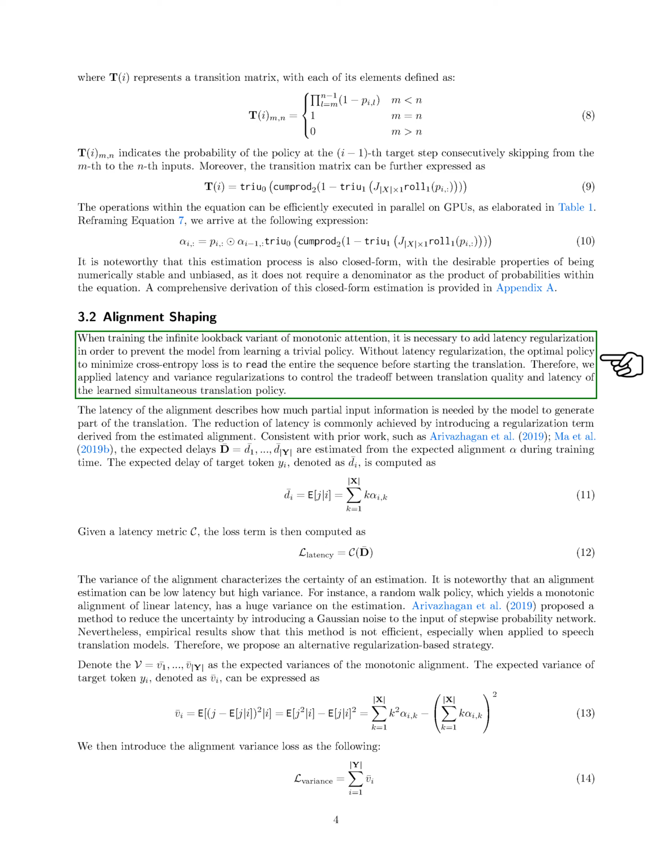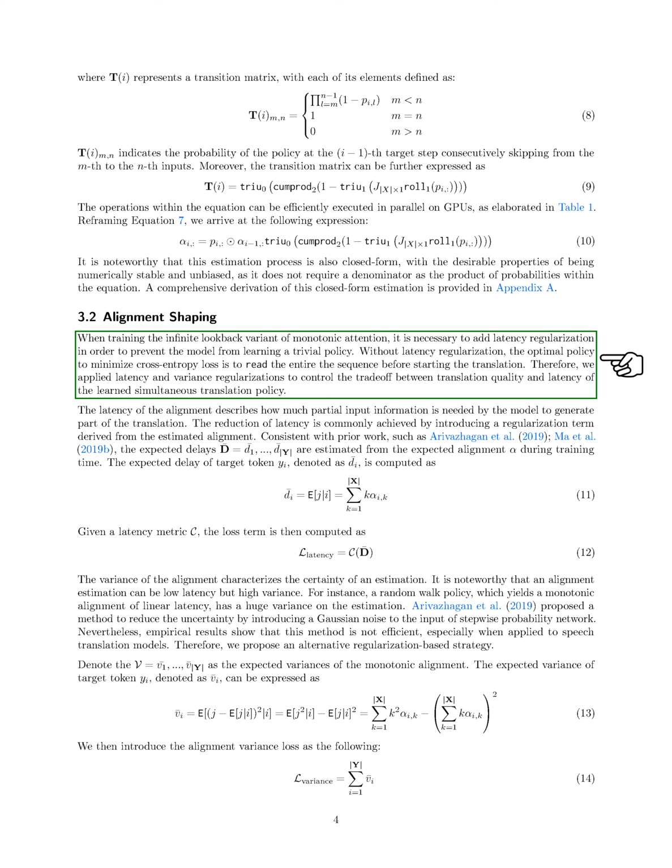When training the infinite lookback variant of monotonic attention, it's necessary to add latency regularization to prevent the model from learning a trivial policy. Without this, the model would read the entire sequence before starting the translation, which is not optimal. Therefore, we applied latency and variance regularizations to balance translation quality and latency of the learned simultaneous translation policy.